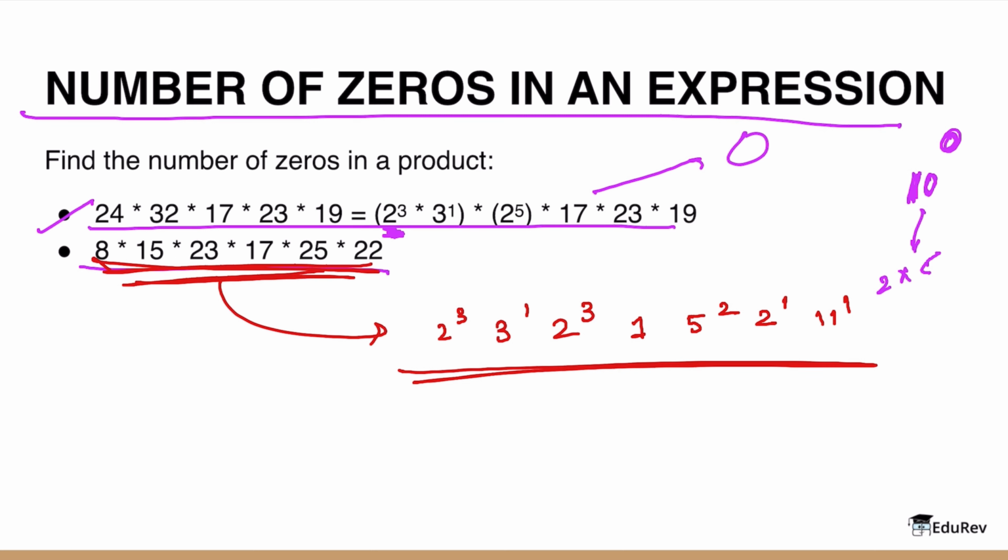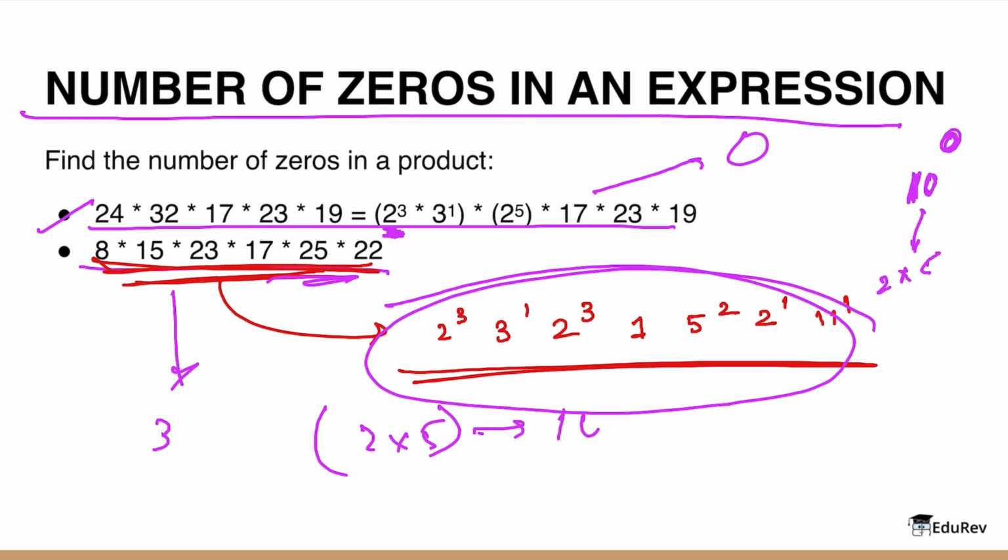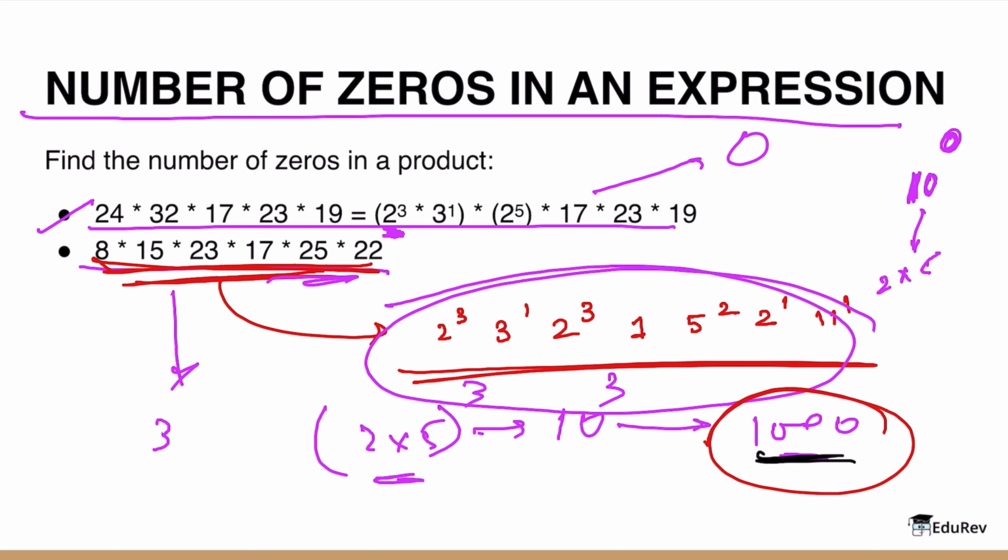Now the zeros are formed by the combination of 2 times 5. Hence the number of zeros will depend upon the number of pairs of 2 and 5 that can be formed. In this product, there are 4 2s and 3 5s. If there are 4 2s and 3 5s, the number of pairs of 2 times 5 can be 3 only. Hence, there are going to be 3 zeros, because 2 times 5 is 10 and this pair happens 3 times. The number of zeros is 3, not the number of 3s. I'm so sorry for that. So the number of zeros is 3 in this.